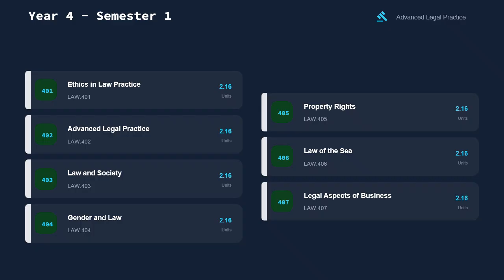Slide 10. Year 4, Semester 1, Advanced Legal Practice. Course Law.404, Gender and Law. Foundations of Gender and Law: Theoretical Frameworks and Historical Context.